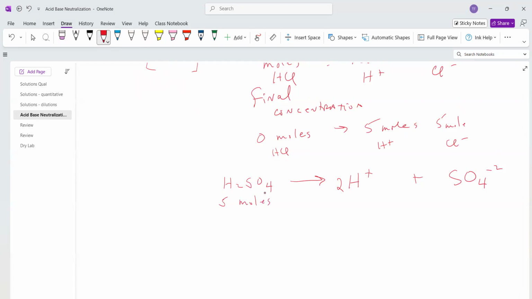So if we have 5 moles of this, how many moles after we mix it up? So this is the initial concentration. What's the initial concentration of H's before we add the sulfuric acid in there? Well, we haven't added anything in, there's nothing there, right? That's going to be 0.